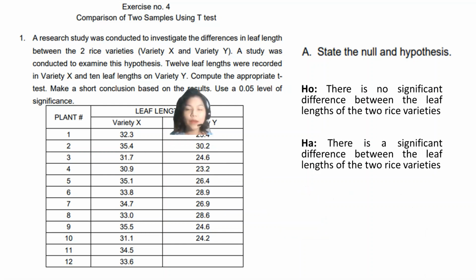First thing, we are asked to state the null hypothesis and the alternative hypothesis. Of course, for the null, we assume that they are just similar. So there is no significant difference between the leaf lengths of the two rice varieties. And our alternative hypothesis is this: there is actually a significant difference between the lengths of the two rice varieties.